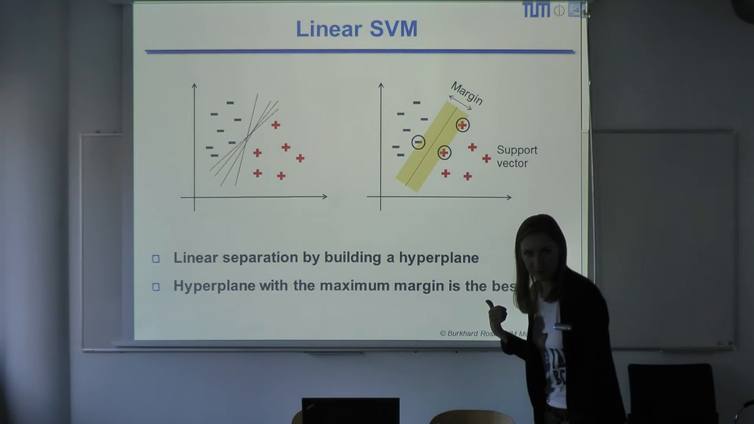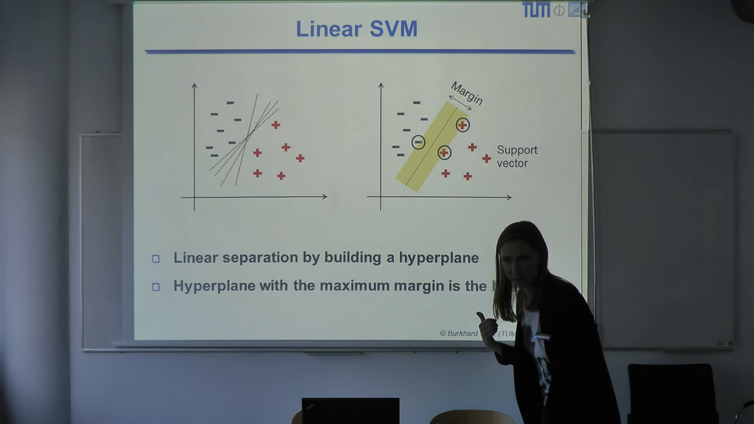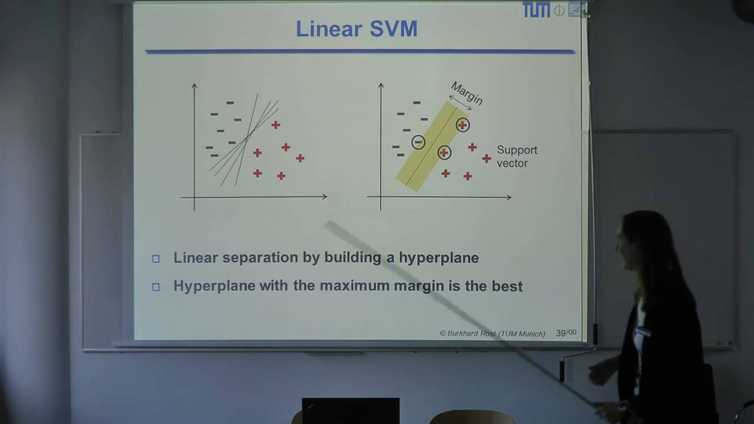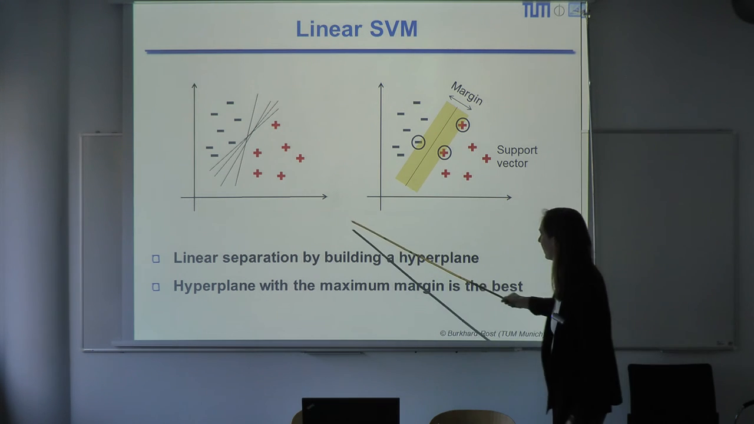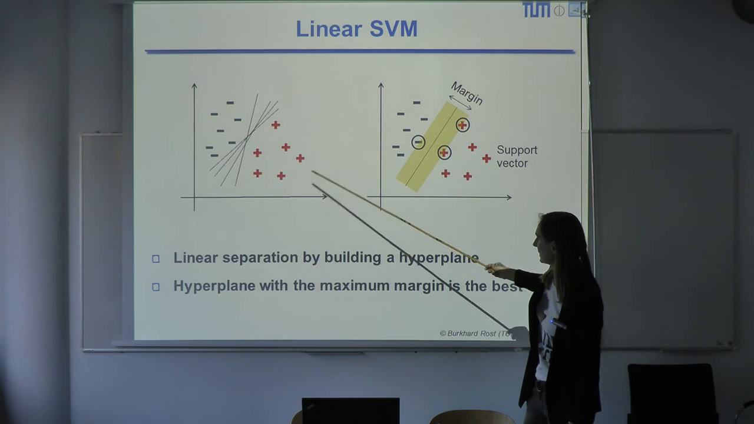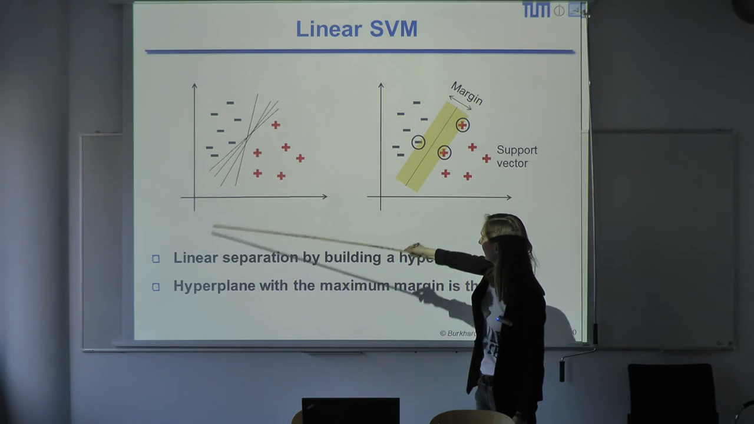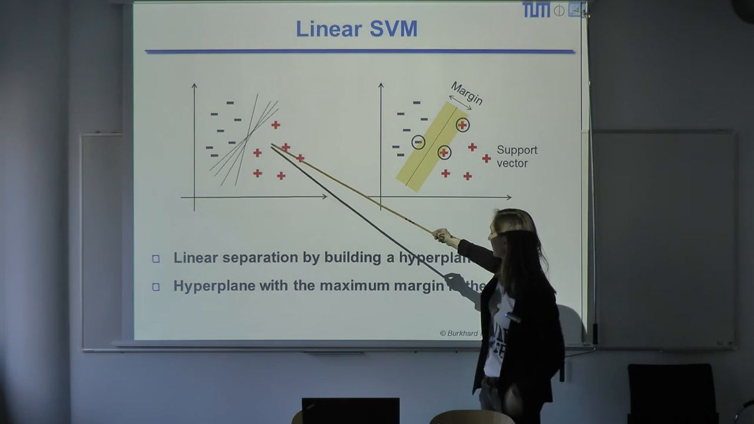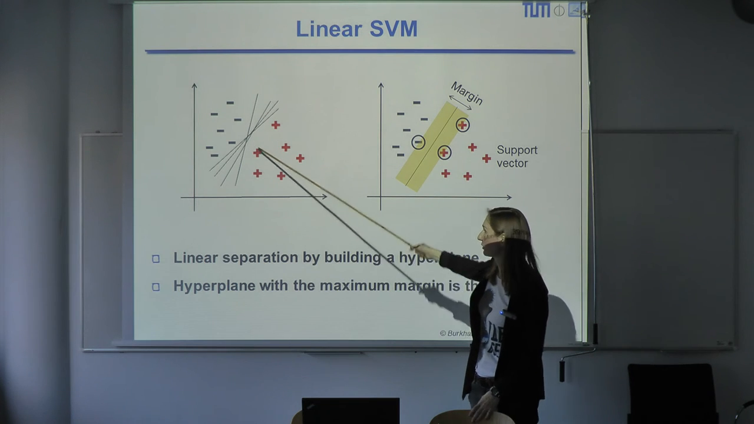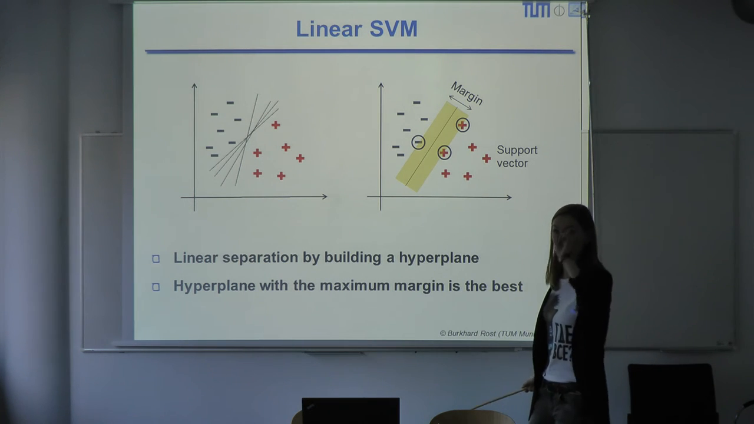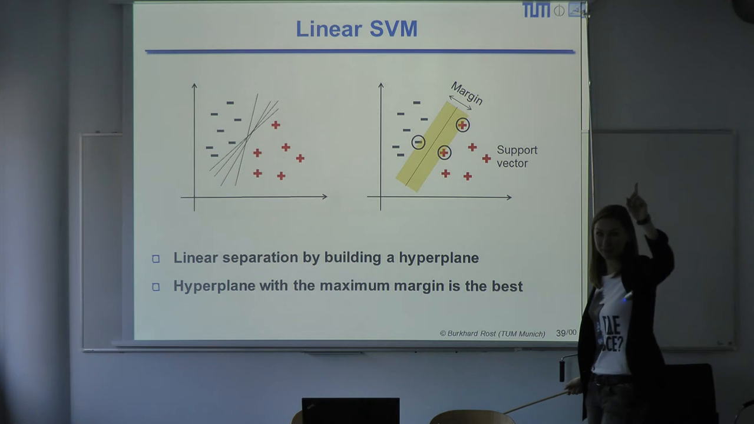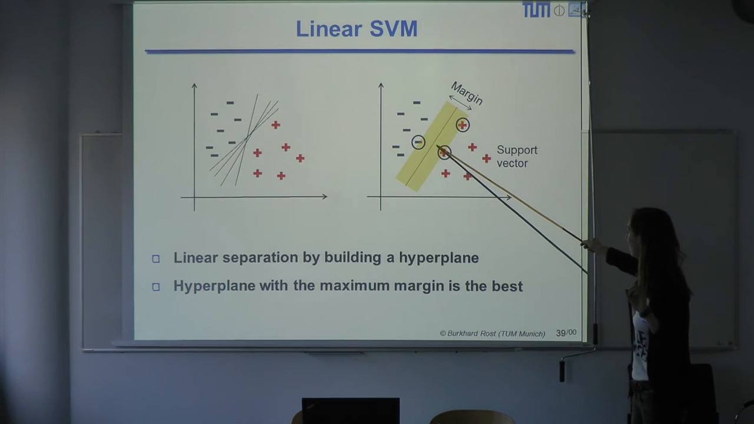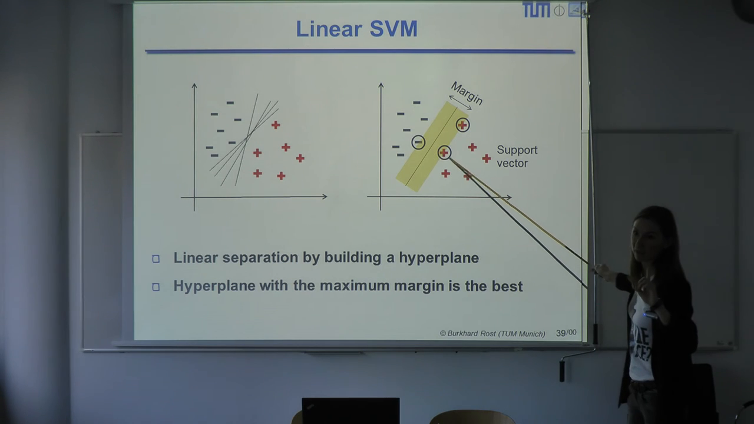Are you familiar with SVMs? Okay, so SVM, imagine this coordinate system, and then we have our classes. SVM basically draws a line that separates the classes. The problem is that there can be many different ways of how to separate classes, but there is always just one optimal separation. And the optimal separation is the one with the maximum margin, with the maximum distance to instances of both classes.